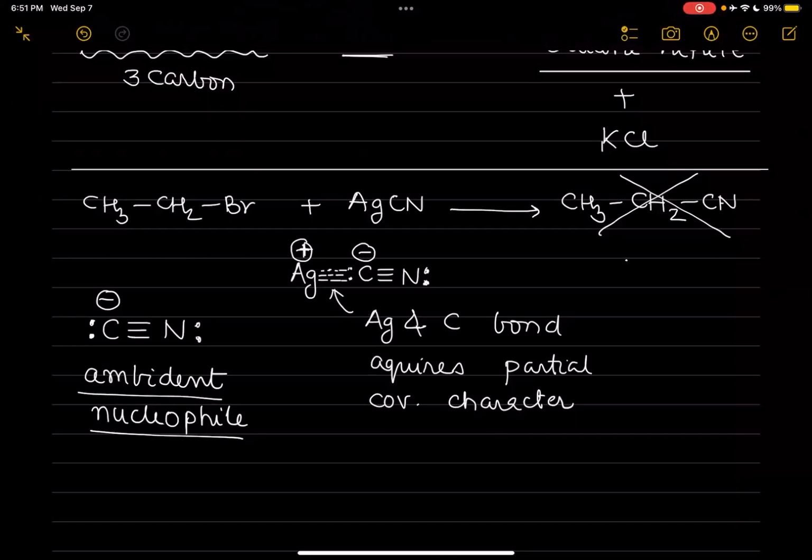Because it has a lone pair on two different sides, so it can attack either from the carbon side, or it can attack from the nitrogen side also. Is it clear? So if the nitrogen is attacking, then you need to make this structure.